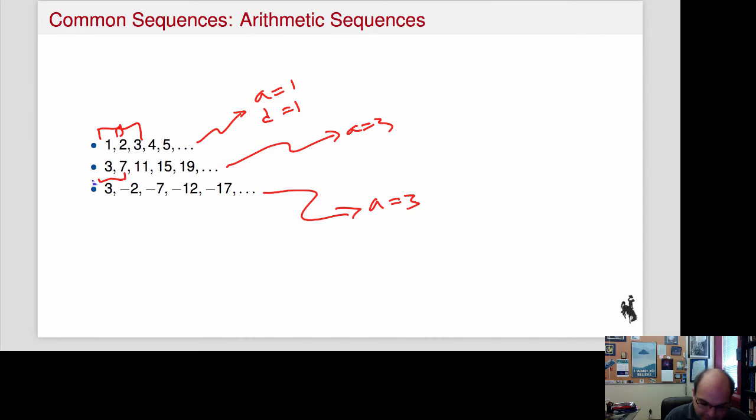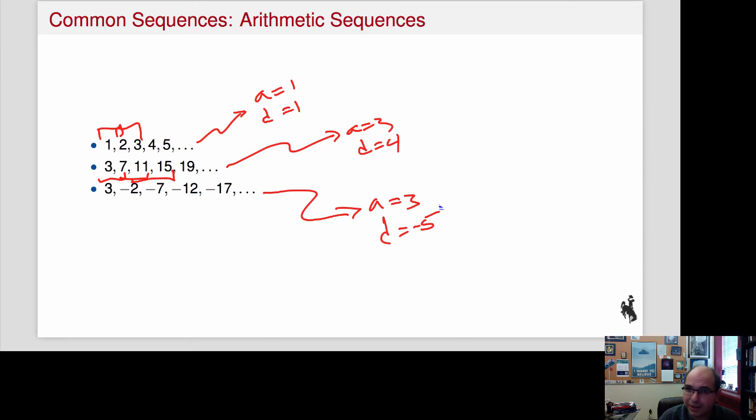Here, the common difference is 7 minus 3 is 4, 11 minus 7 is 4, 15 minus 11. Yep, d is 4. In here, we have minus 2 minus 3. Oh, that's minus 5. Minus 7 minus 2, yeah, that's minus 5. Minus 12 minus 1, yeah, okay. So d is actually minus 5. Okay, so this is how you can get the values of a and d if you see an arithmetic sequence.